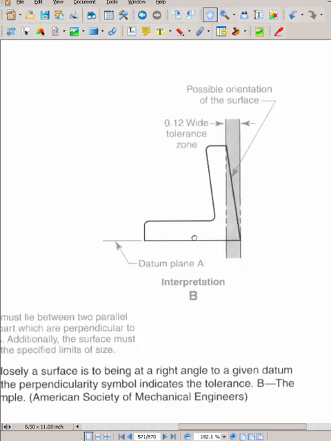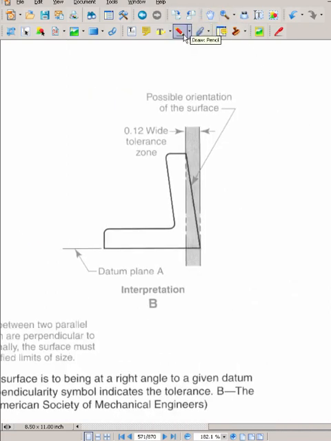And interpretation, here it is. If this thing is slanted, that's okay, as long as it stays within that zone from true perpendicular. Pretty easy to understand, and perpendicularity is used a lot. You do have to have a surface that you consider to be the perpendicular base, and then you establish a perfect value and your zone based off that perfect value. And make sure it falls in it. You'll see perpendicularity a lot.